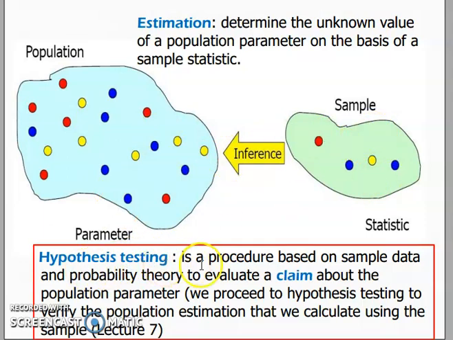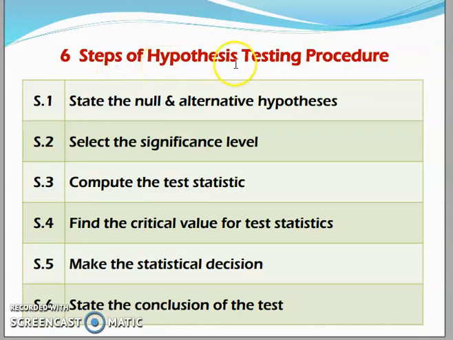Hypothesis testing is a procedure based on sample data and probability theory to evaluate a claim about the population parameter. There are 6 steps of hypothesis testing procedure. First, state the null and alternative hypothesis, H null and H1. Second, select the significance level, which is the alpha. Third, compute the test statistic. Fourth, find the critical value for the test statistic from the distribution table. Fifth, make the statistical decision whether to reject or not reject H null. And the last one, state the conclusion of the test.